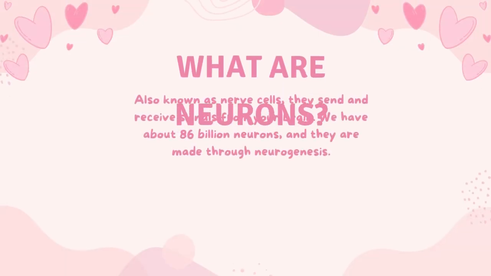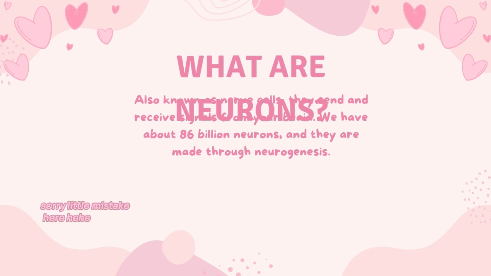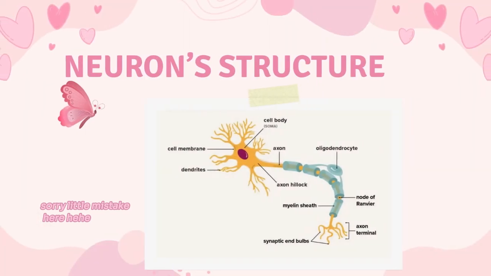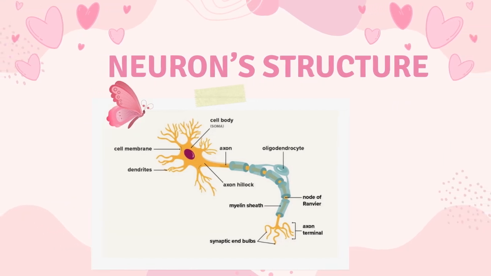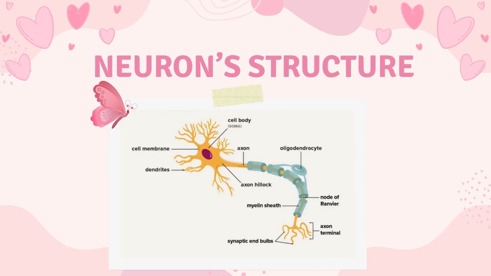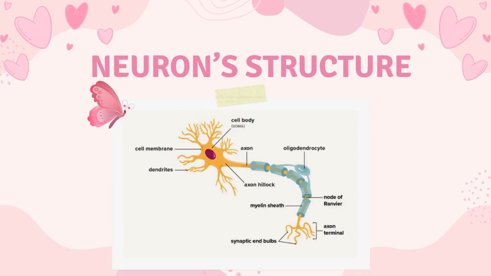So first, what are they? They are also known as nerve cells and they send and receive signals from your brain. We have about 86 billion neurons and they are made through neurogenesis, which we will explain in a different video. This is a neuron structure. We have the axon hillock, myelin sheath, node of Ranvier, synaptic end bulbs, dendrites, and the cell body.